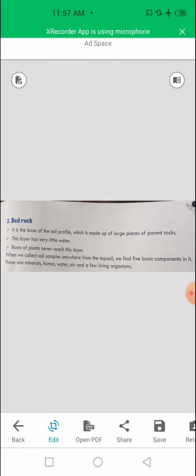When we collect soil samples from the topsoil, we find 5 basic components in it. Those are minerals, humus, water, air, and a few living organisms. So this was about the soil and its distinct layers.